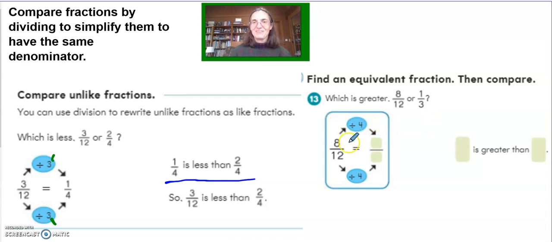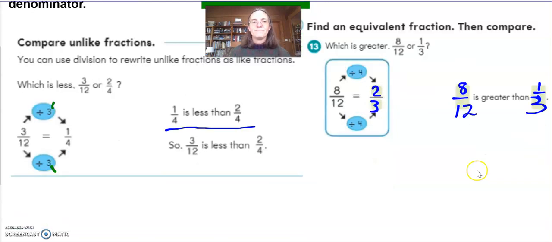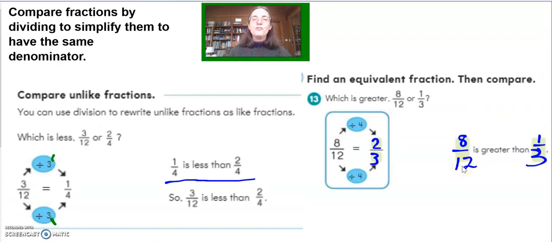And we're comparing things, aren't we? So 8 divided by 4 is 2, and 12 divided by 4 is 3. And all of a sudden, it is crystal clear. We have the same denominator, so we know that 8/12 is greater than 1/3 because 2/3 is greater than 1/3. And there we are.